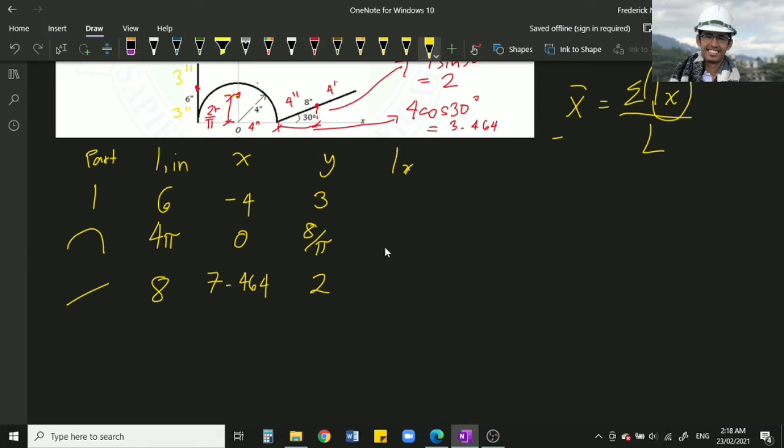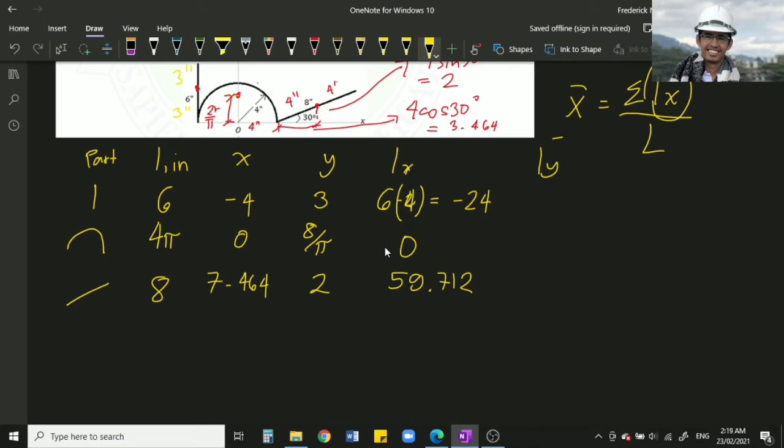So for ix, that will be L times x, that will be 6 times negative 4. So that will be equal to negative 24. And for ix, dun sa second material, 4 pi times 0, so that will be 0. And next, 8 times 7.464. So that will be equal to 59.712.